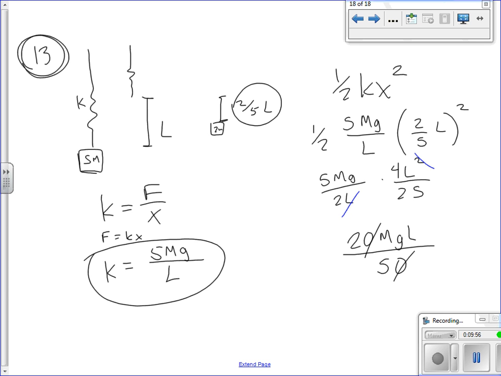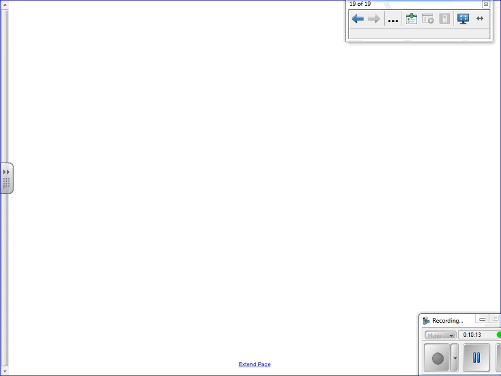I don't see that answer, but I say it's 2/5 mgL. That's what I'm going with. It's closest to C. I think they just got it backwards. There's my answer, 2/5 mgL. All right, so 13, question mark.